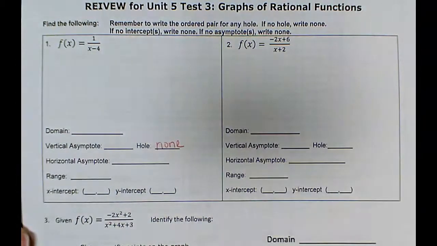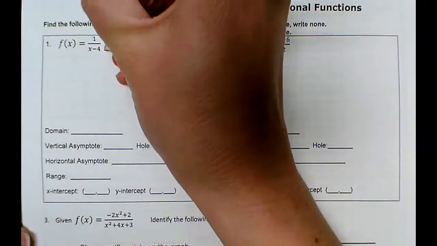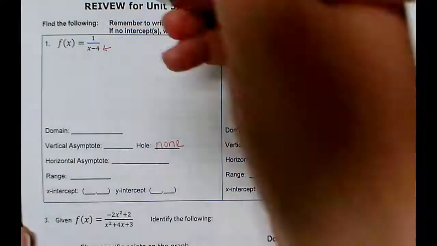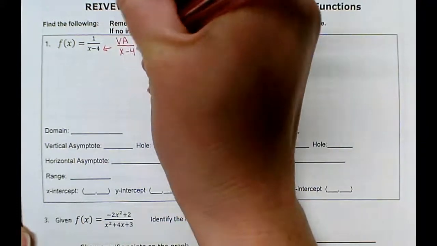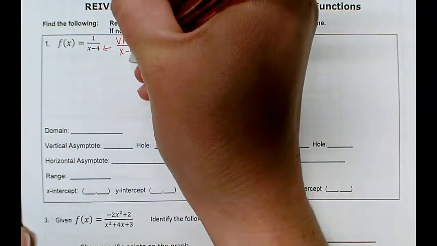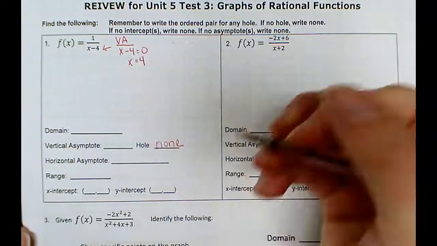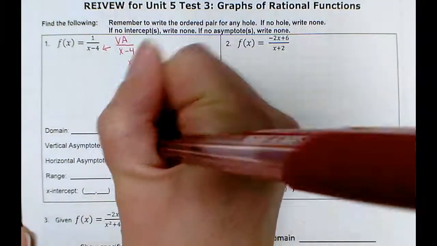The vertical asymptote comes from the denominator. The denominator is x minus 4. And so if I'm trying to find the vertical asymptote, I'd set x minus 4 equal to 0, and the opposite of minus 4 is a positive 4. So that's the vertical asymptote.